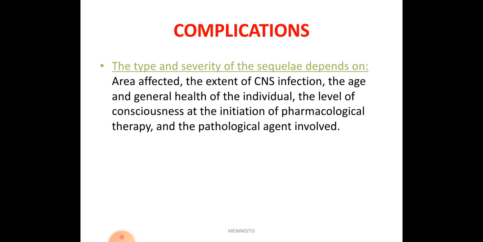Complication. So the type and severity of the sequel or complication depend on many factors. For example, area affected, means which part of the brain or spinal cord is affected, extent of CNS infection, whether it is more extent or less extent. Okay, based on that also complication will be different. Age and general health of the individual. Okay, definitely it is affecting the prognosis. Level of consciousness when this medicine has started, as well as which pathological agent or which microorganism is involved in this meningitis. Clear? So based on all these factors, the severity of sequel or complication will be decided.